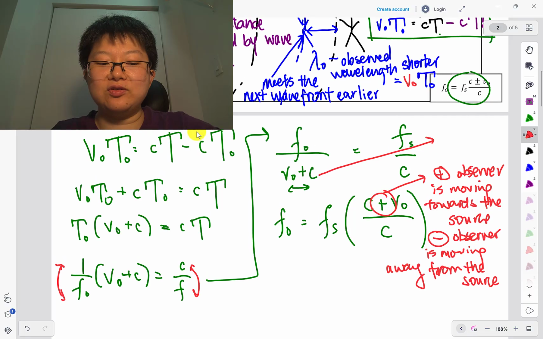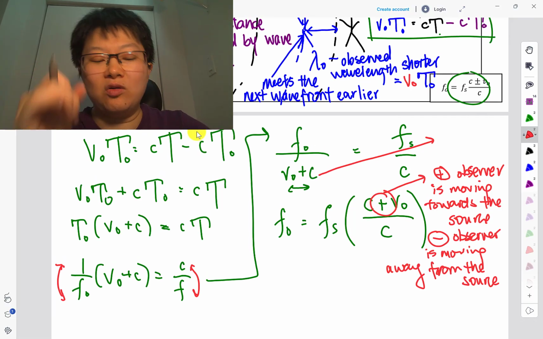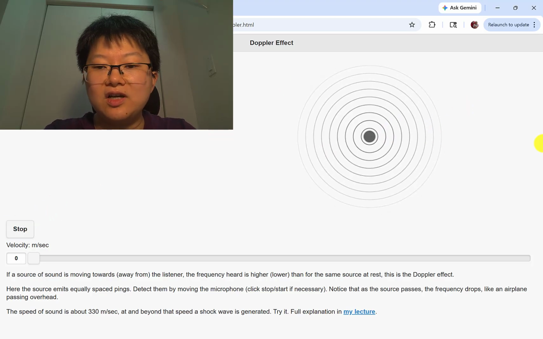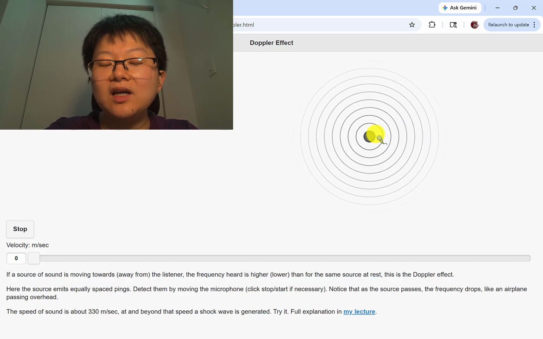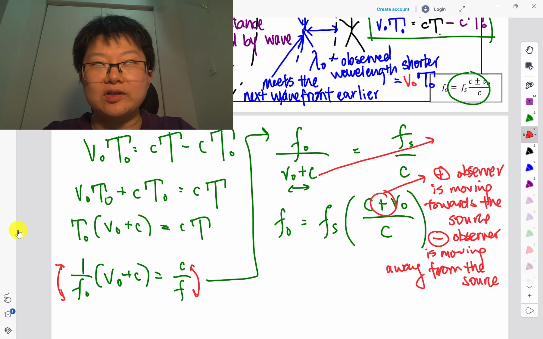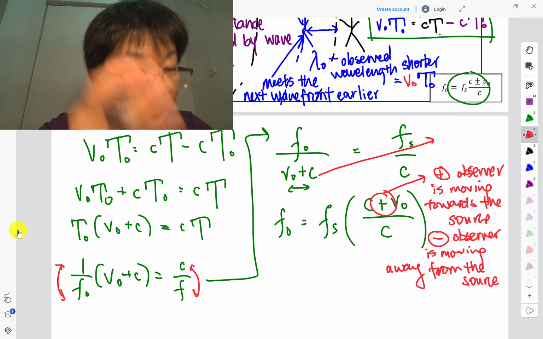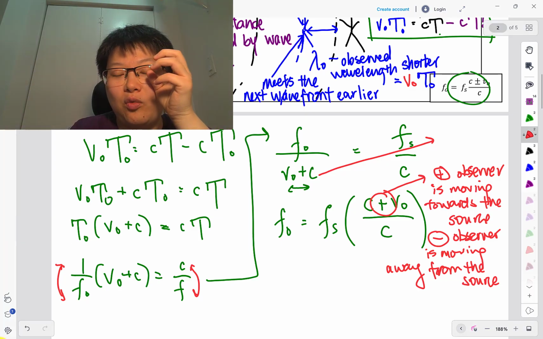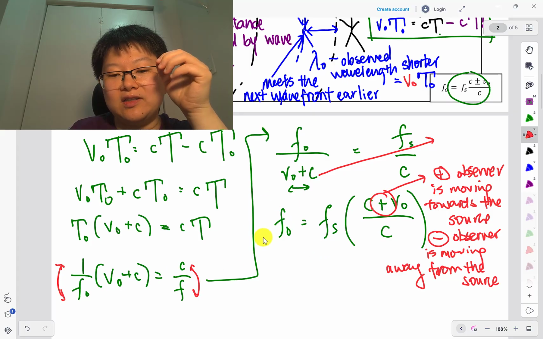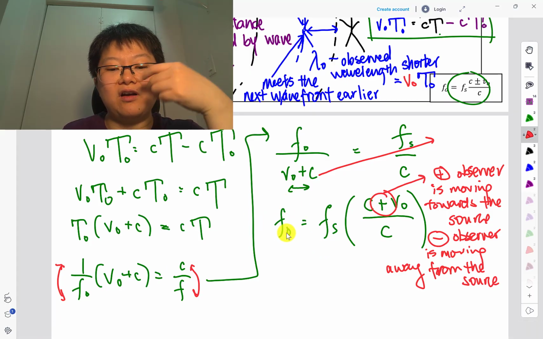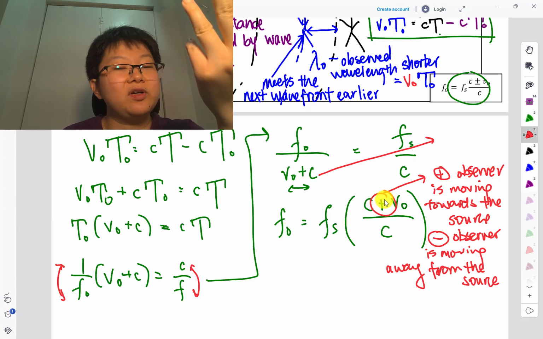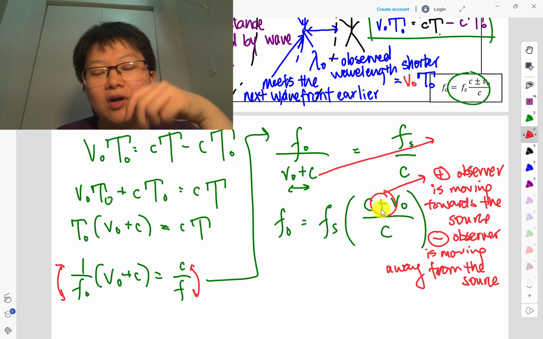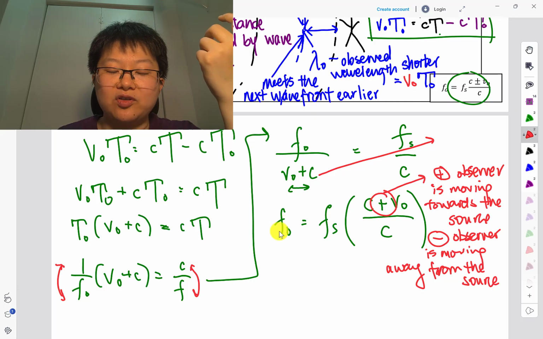And going back to the point where I don't memorize these things, well, going back to this simulation here, we can see that if my observer is moving towards the source, then it's going to see the wavefronts more frequently. Frequency will increase. So moving towards means higher frequency. If I want the observed frequency to be bigger, then in my numerator I need a bigger number. The only way to do that is to add. So by adding the V0, I get a bigger numerator, therefore a larger observed frequency.